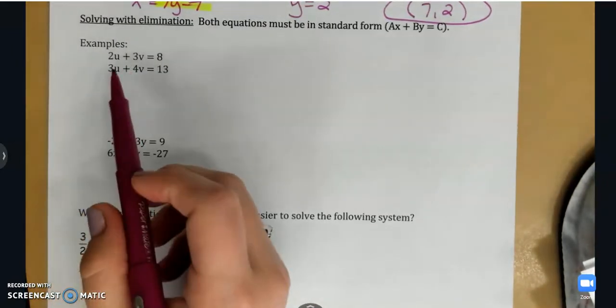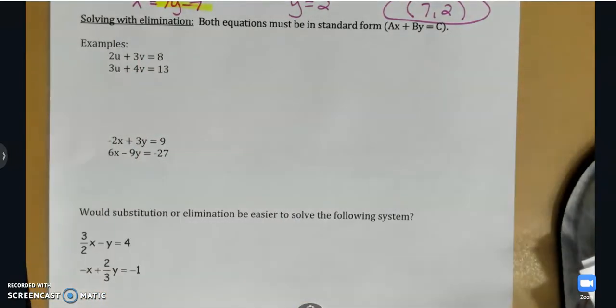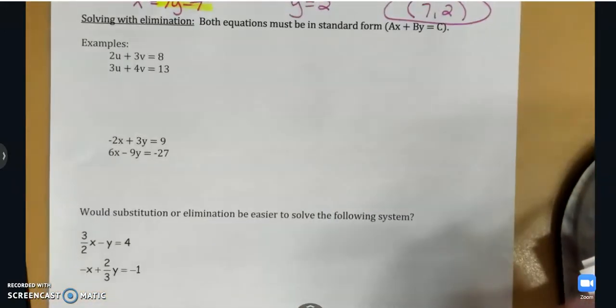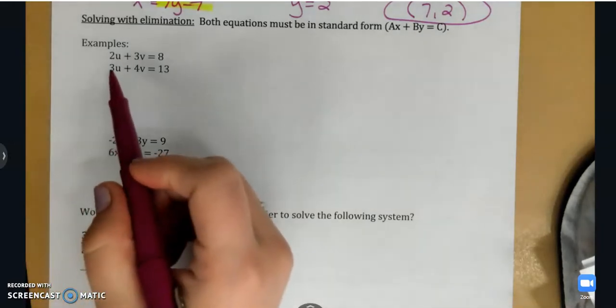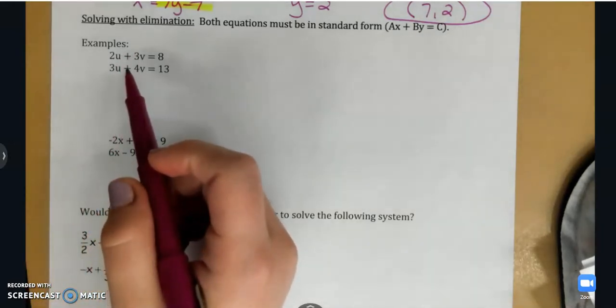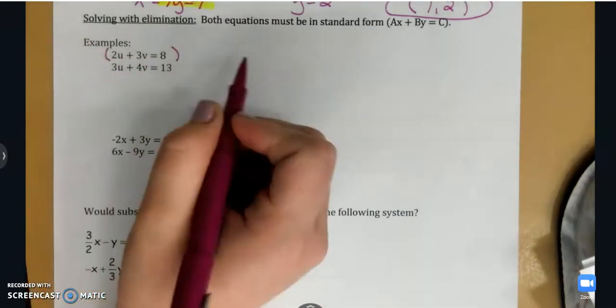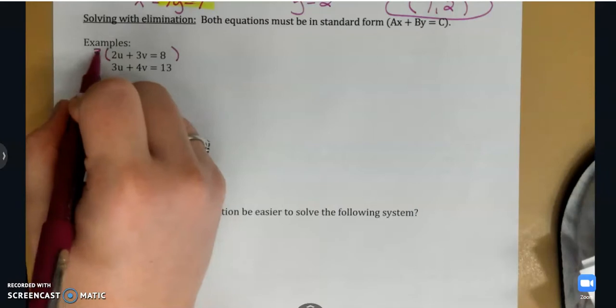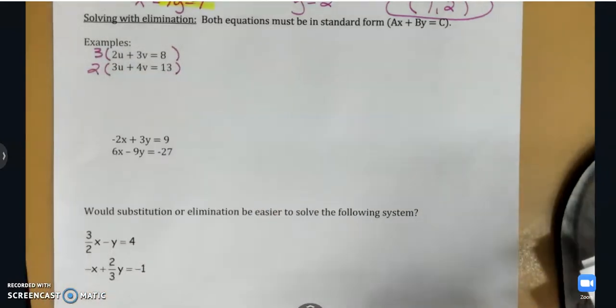So, with this first one, I could cancel my u's or my v's. I'm going to cancel my u's, and I've got 2u and 3u. In order for these to cancel, they need to have the same coefficient, and one needs to be positive and one needs to be negative. So between 2u and 3u, my common multiple here is going to be 6. So to get that 2u to become 6, I need to multiply it by 3. And to get the 3u to be 6, I'm going to multiply it by 2.